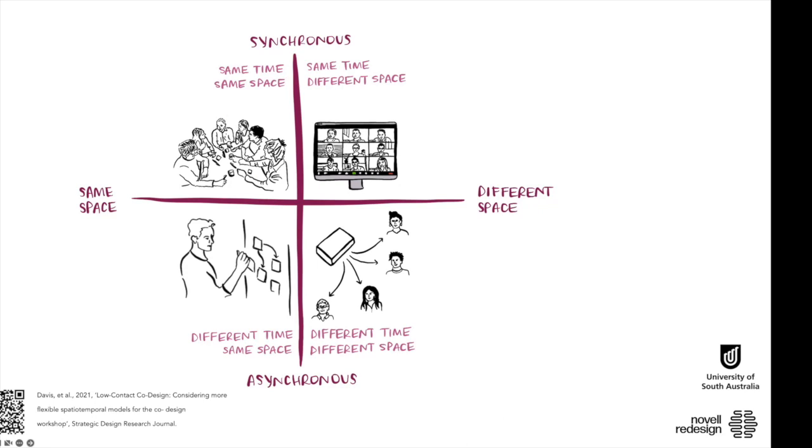So you may be very familiar with design meetings where we get together at the same time in the same space. And through COVID and what we're doing right now, we're at the same time in different spaces. But extending this into the other quadrants, we also explored opportunities to work with people at different times and in different spaces, as well as at different times, but in the same space. And I'll give you a few examples of these, but they're four really interesting ways of thinking about how we might collaborate with our stakeholder groups.